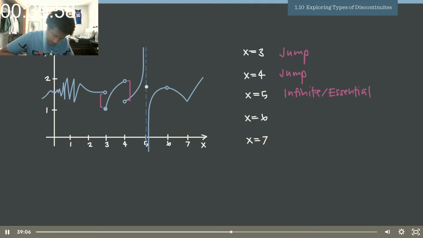And remember that it doesn't matter whether we approach positive infinity from one side and negative infinity from the other, or vice versa, or if we approach positive infinity from both sides or negative infinity from both sides. In any of those scenarios, we have an infinite or essential discontinuity because that vertical asymptote is breaking apart the function, making it discontinuous at that point. And so if we have a vertical asymptote, we have an infinite essential discontinuity.